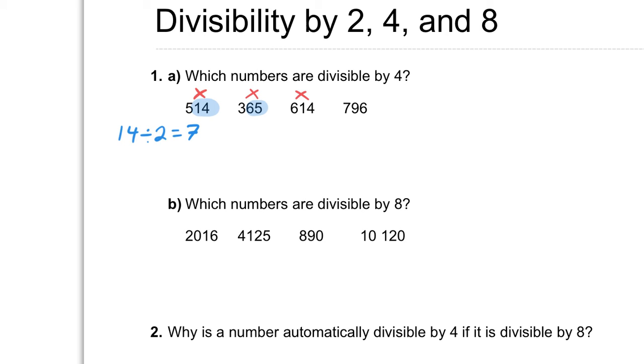And finally, for this last one, 796, we take that 96, we divide it by 2 and see if we get an even or an odd number. And we get 48. That is an even number, so that means we could divide it by 2 twice, which is like dividing by 4. So 796 is divisible by 4.